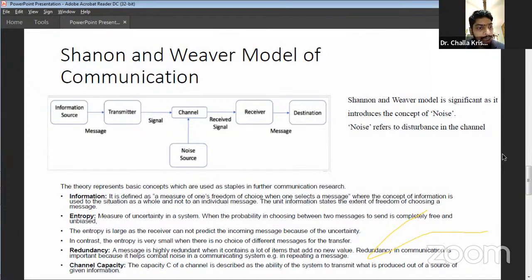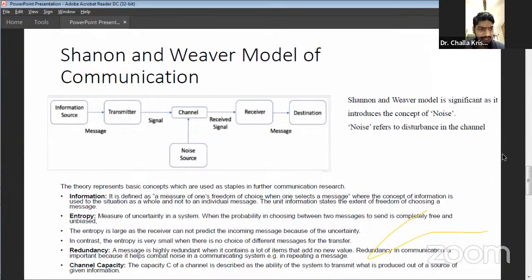And the other concept in the Shannon-Weaver model is entropy. Entropy is the measure of uncertainty in a system. For example, as a receiver, you may not know what I will be speaking as a sender, what message I'll be giving you. That is entropy. If the entropy is less, it means the receiver is able to predict what the sender is sending. If the entropy is more, then the uncertainty is more, which means the receiver is not able to predict what the sender might send. So that is entropy.